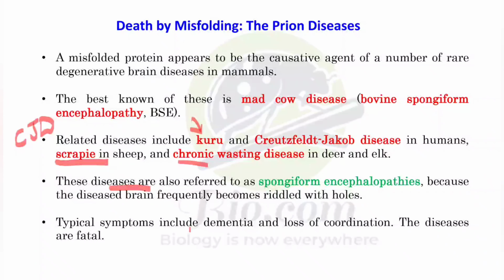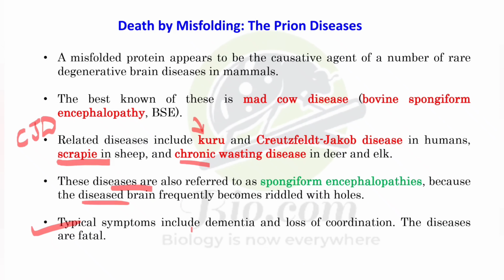Why spongiform encephalopathy? Because they make pores in the brain. The symptoms include dementia and loss of coordination between the organs of our body. It means the metabolic activity is highly influenced by this disease. And also prion-based diseases are very fatal.